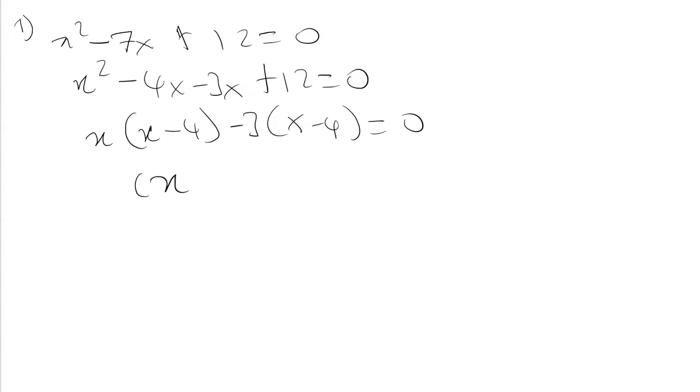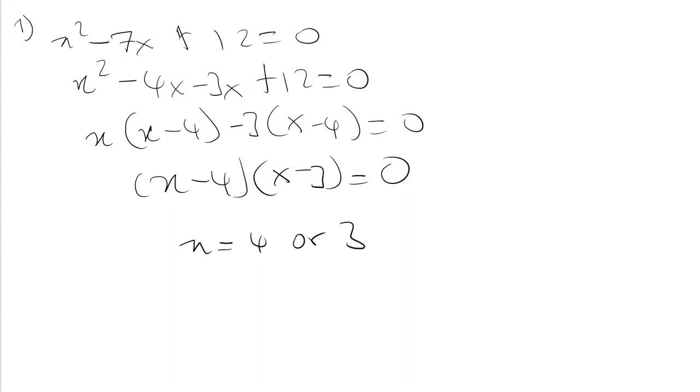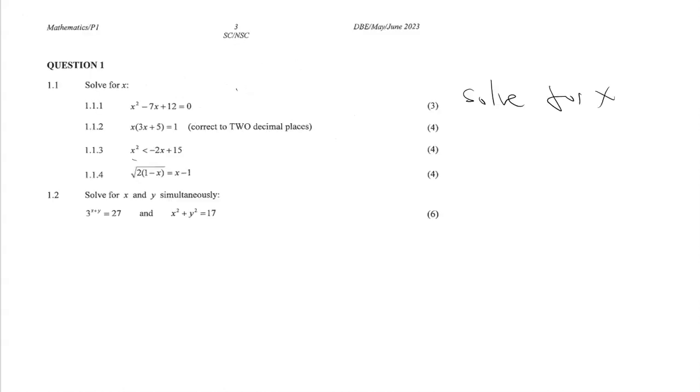So our two factors are in negative form: x minus 4 equals 0 and x minus 3 equals 0. Therefore, x equals 4 or 3. That one is pretty easy. So let's look at the second one.